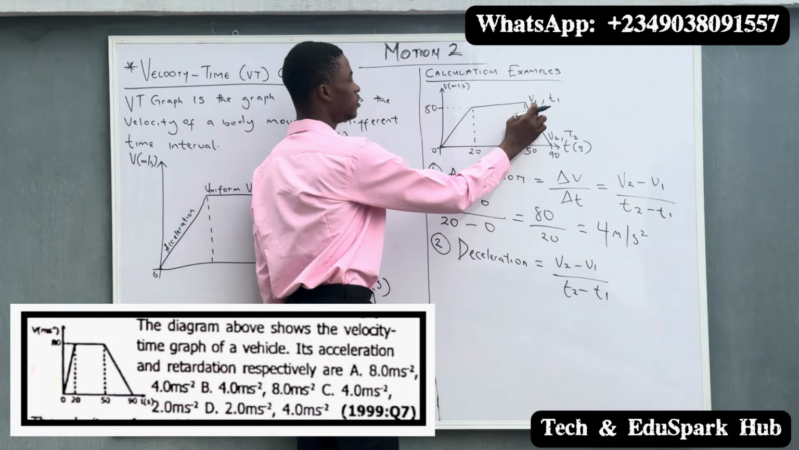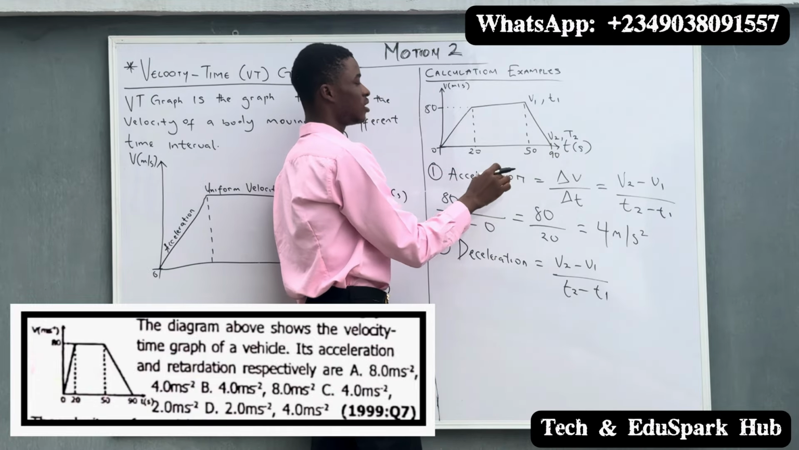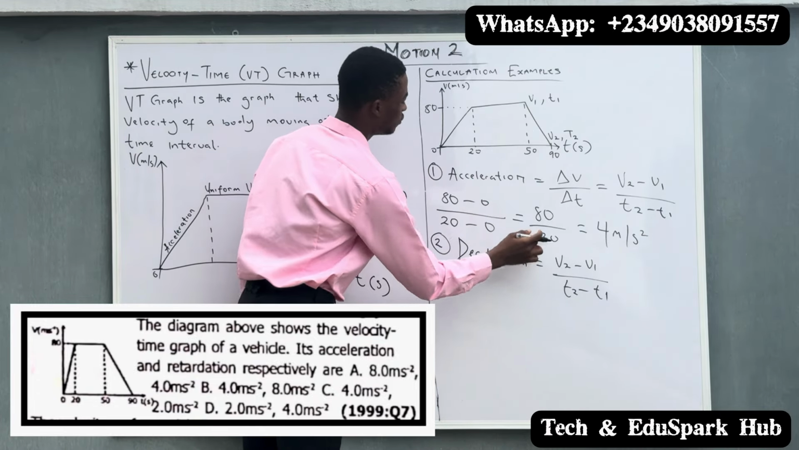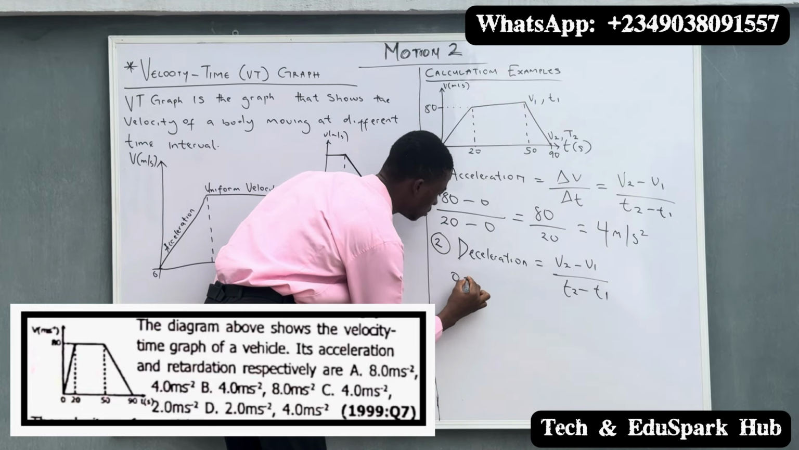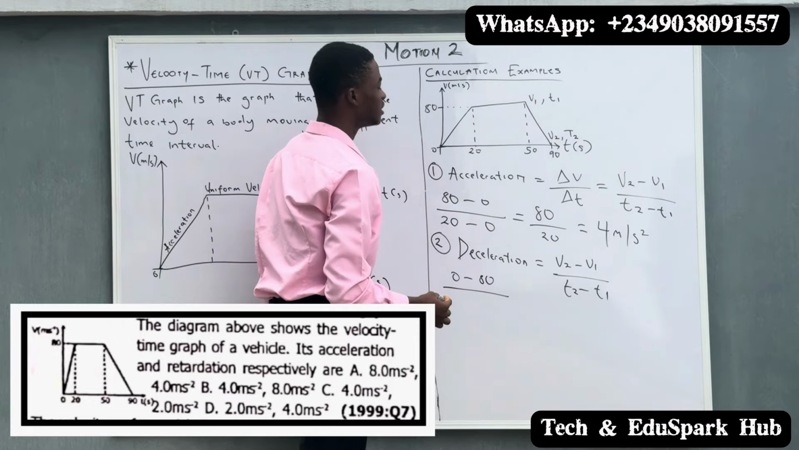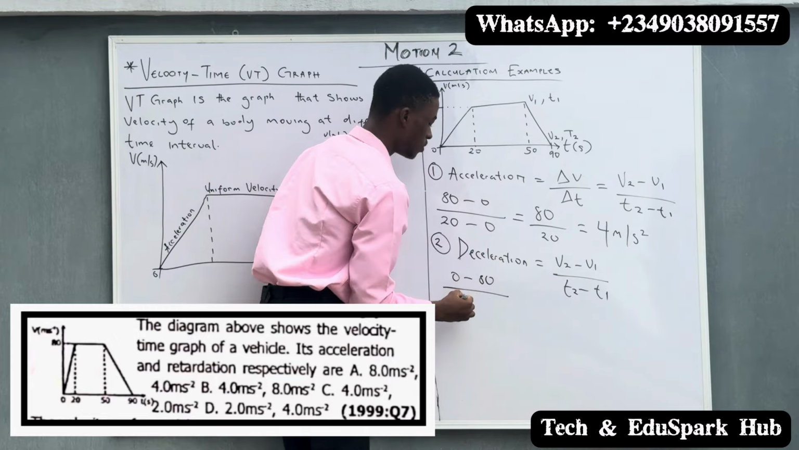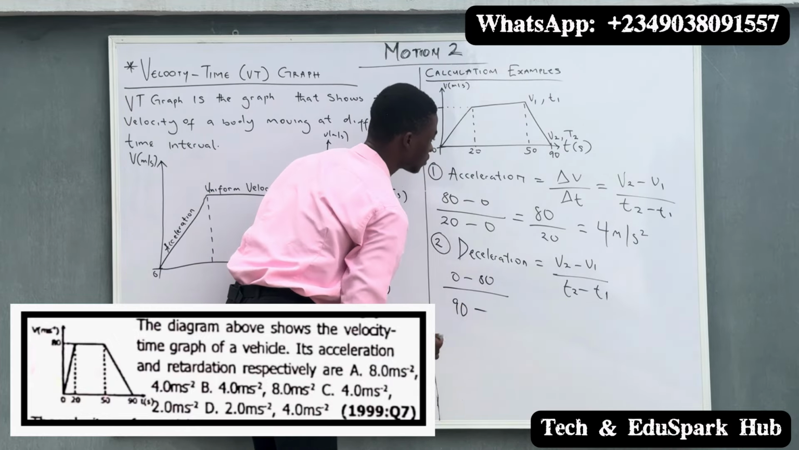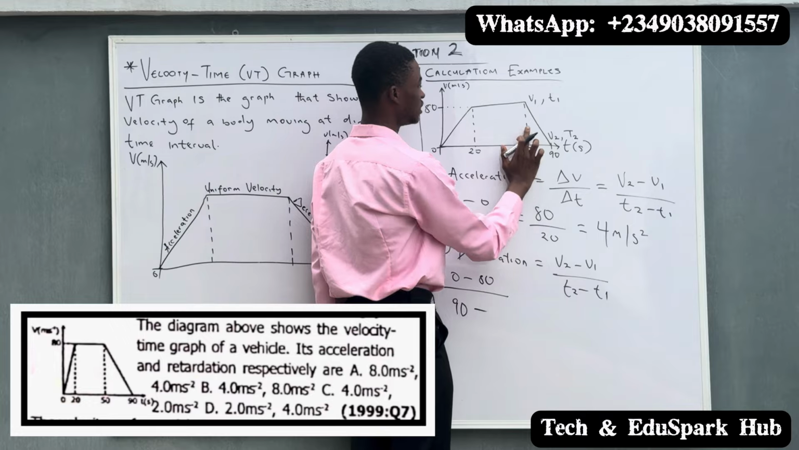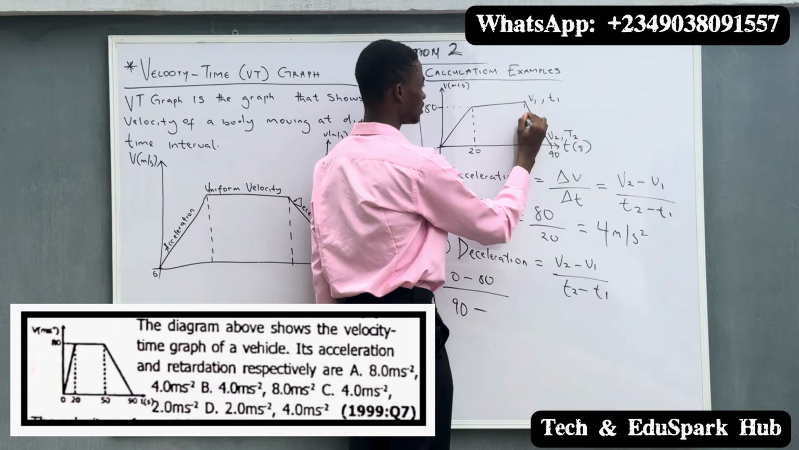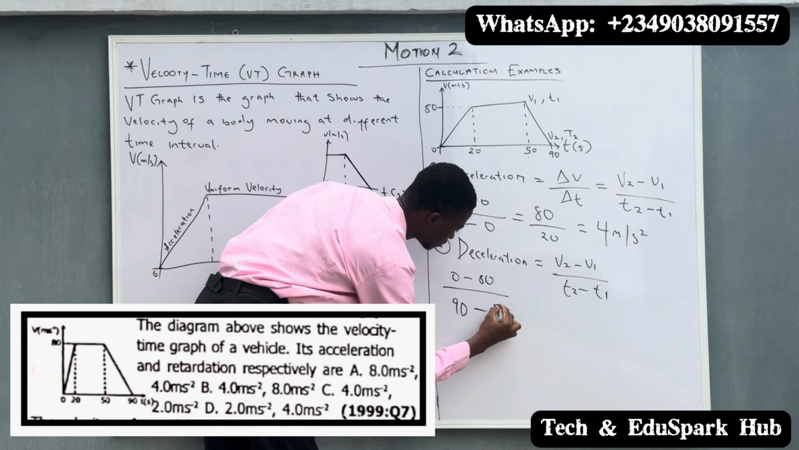So from what we know, this is our V1, the point it starts, and this is our V2, the point it stops. V1 is equal to 80, and our V2 is 0, because if you trace it, you have 0 and 80. So we have 0 minus 80 divided by T2 minus T1. Our T2 is the point it stopped decelerating, which is 90. Our T1 is the moment the body starts decelerating, which is 50 seconds. So we have minus 50.